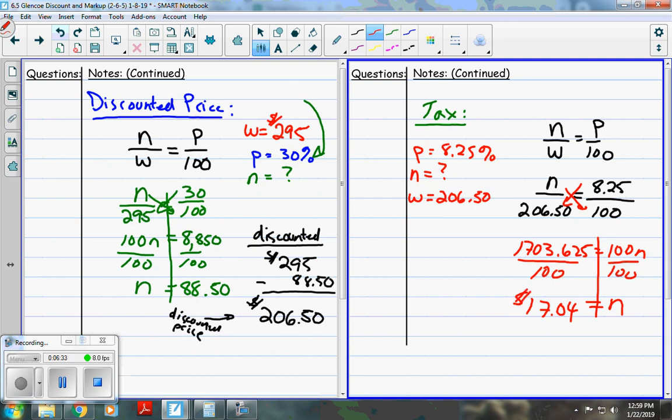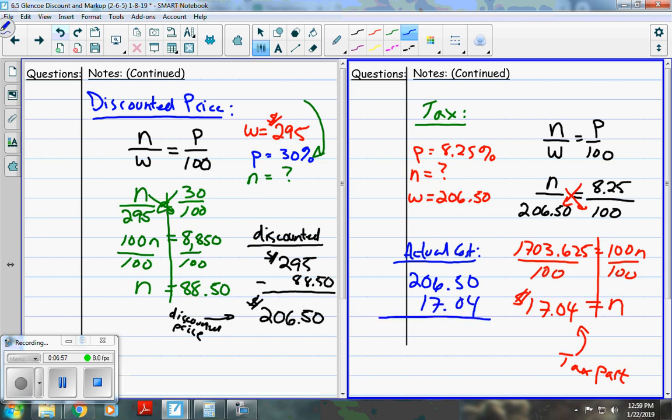Now, we're not paying $17.04 for our Xbox. This is the tax part. So how are we going to find out our cash register cost? Yeah, you're right. We're going to use our discounted price of $206.50, and we're going to add the tax amount into that, and this is what we actually pay at the cash register, $223.54. This is what we actually pay.